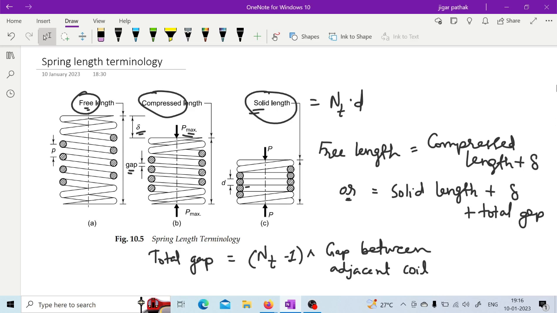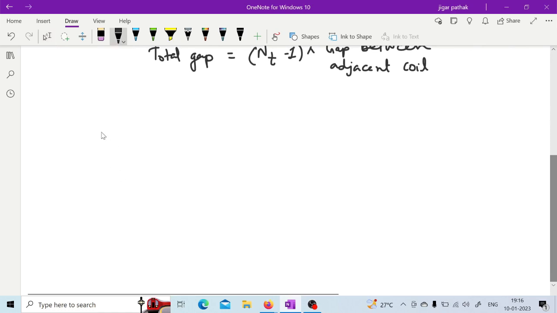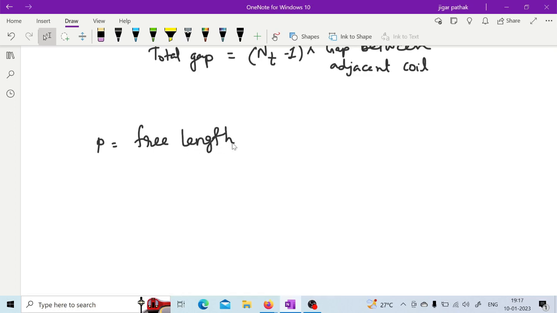Apart from these lengths, here we can also define the pitch, as mentioned here, this P. P can be defined as, in case of free length only we are defining that pitch, so it is free length divided by nt minus 1, right? So this is how we have these things related to the helical spring.